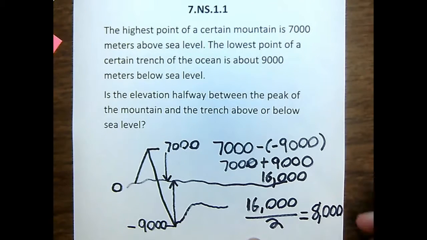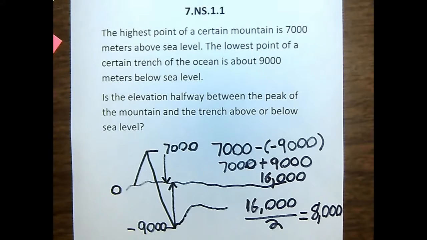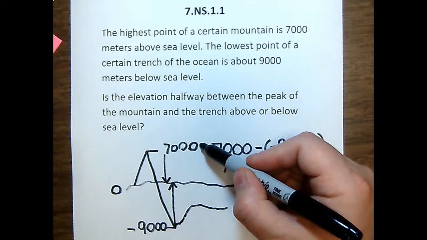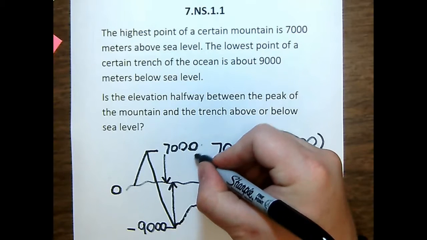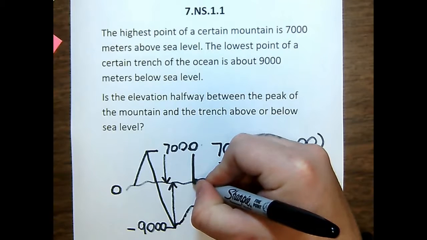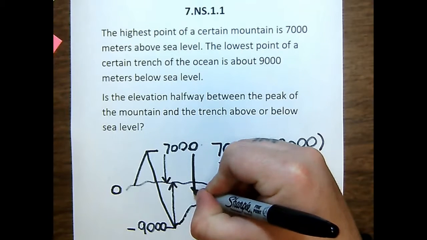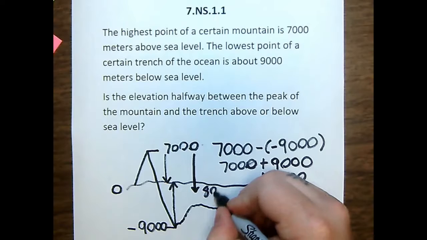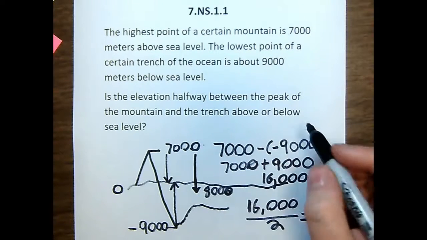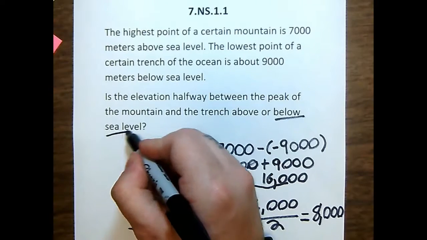So now we got to figure out, is it above or below sea level? So if we start at 7,000 and we subtract 8,000, so we're going to go down 8,000. We know 7,000 will get us to sea level, but we still need to go another 1,000 below sea level. So this will be 8,000 here. So we know it is definitely below sea level.